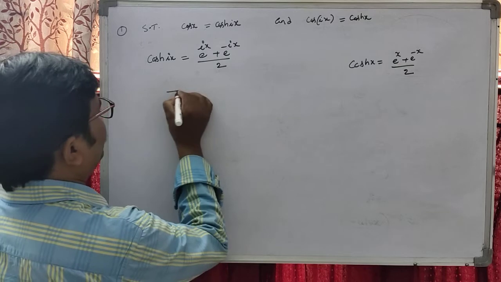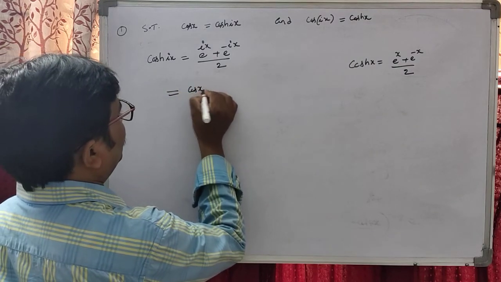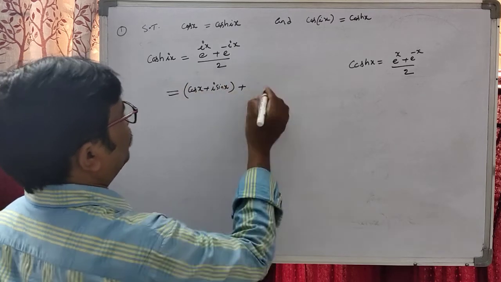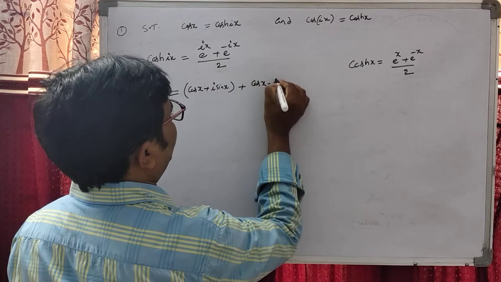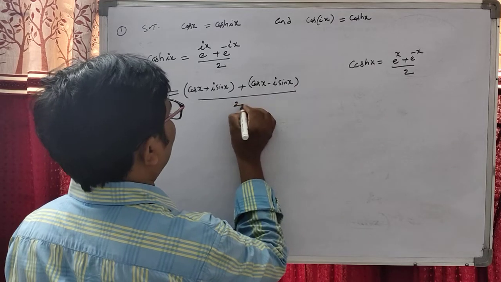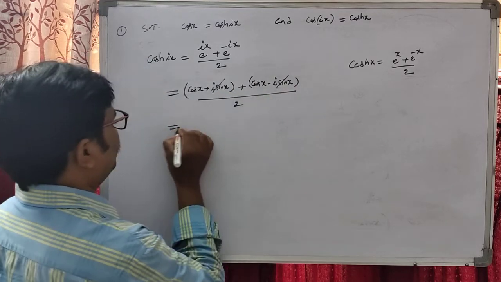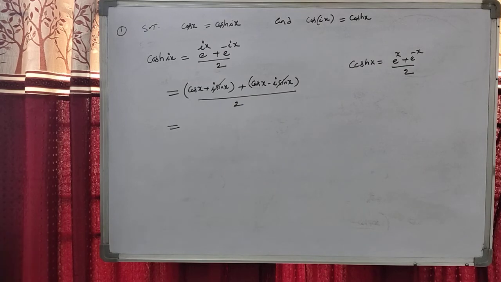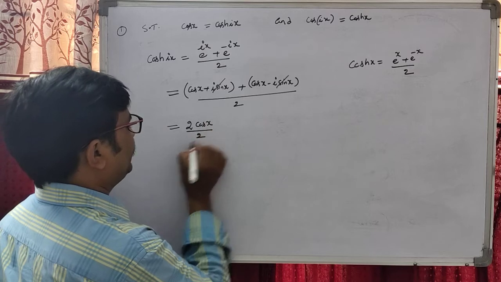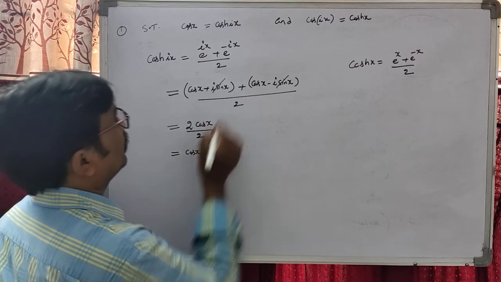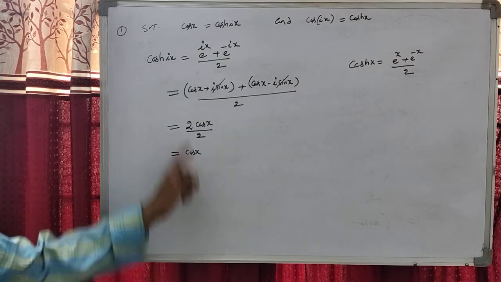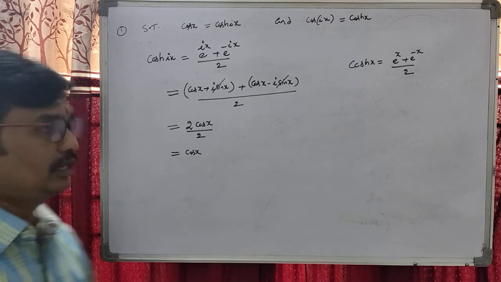Now students, e power ix is cos x plus i sin x. After that, e power minus ix is cos x minus i sin x, upon 2. These two are cancelled. Therefore, cos x plus cos x is 2 cos x by 2. This is cos x. So cosh of ix equal to cos x.